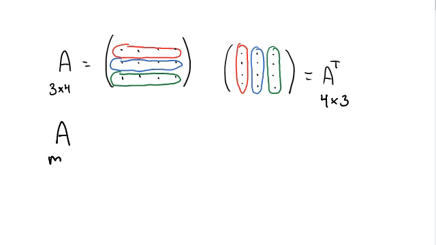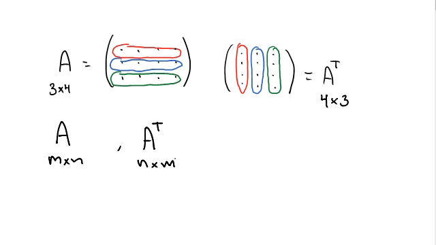If A is m by n and I create a transpose simply by going through row after row in A and flipping it over, making it into a column, then this must be n by m. The position of the indices will switch.